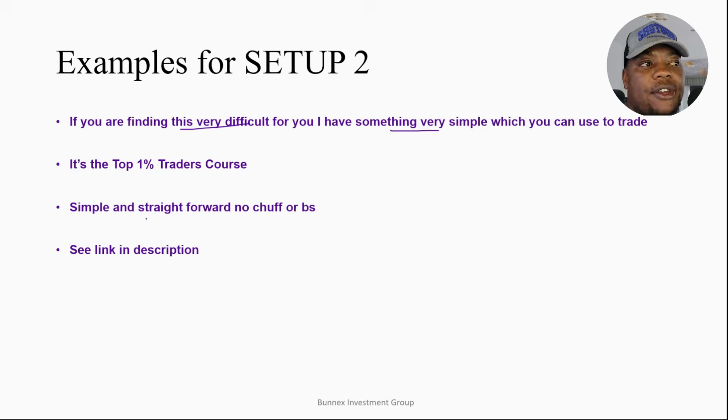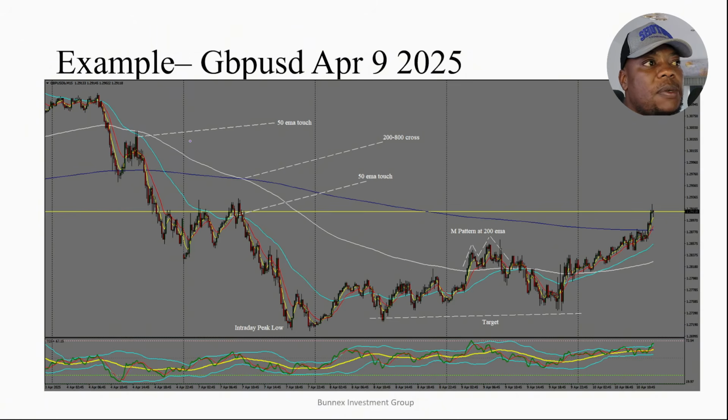All right, so this is GBP USD April 9, 2025. And we can see that here we had 1, 2, 3 after these touches of the 50. And at the end, we can see this was an intraday peak formation low. And then after that, this could have been an entry. We can see here we could have made an entry, and then we reached the 200 EMA. Why? Because there's a 200, 800 EMA cross, which is the dark blue EMA, and the white EMA crossed here. Therefore, setup 2 was valid.